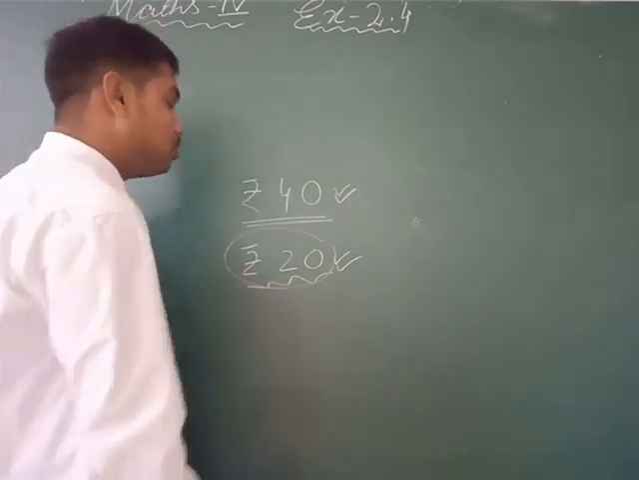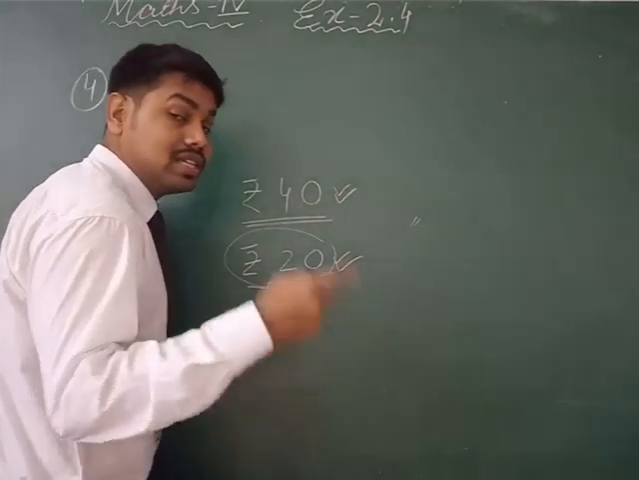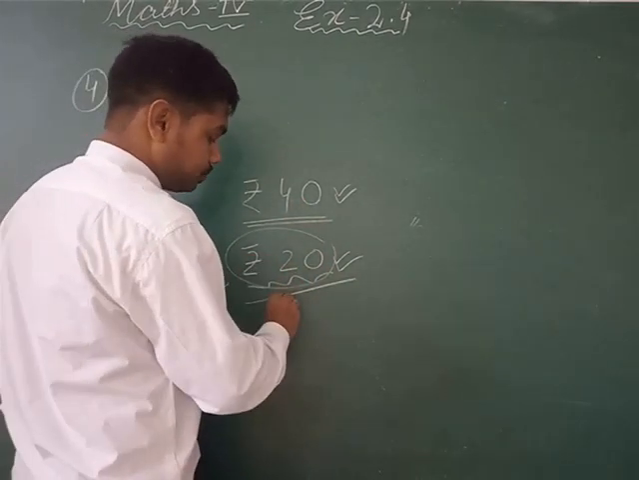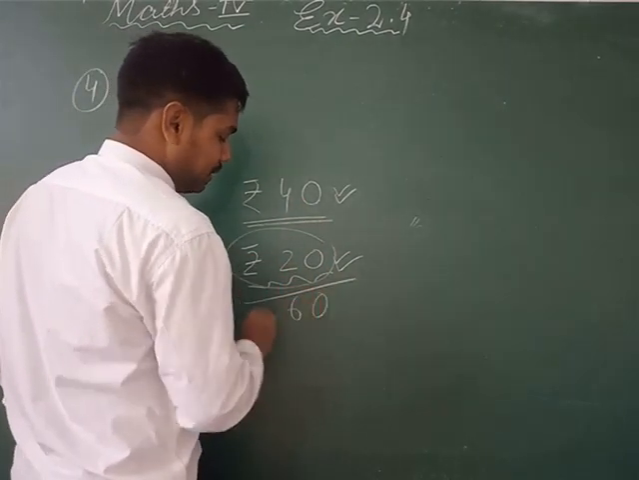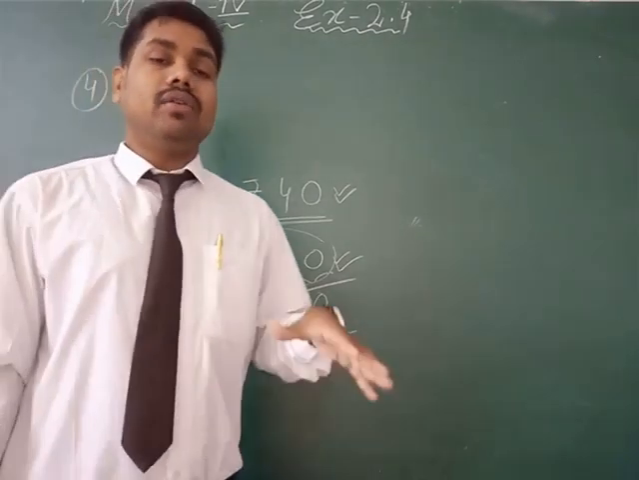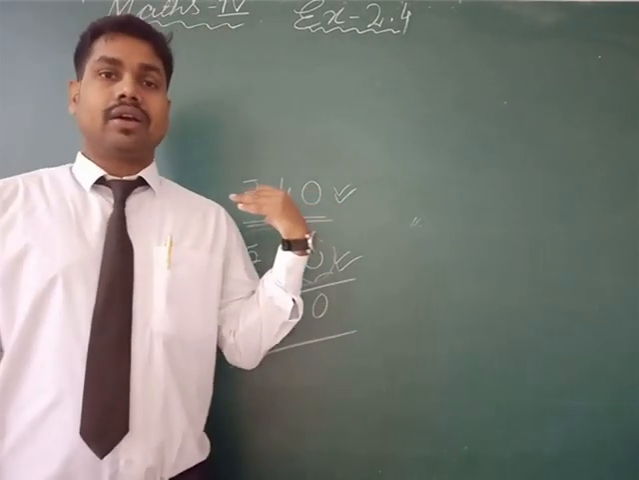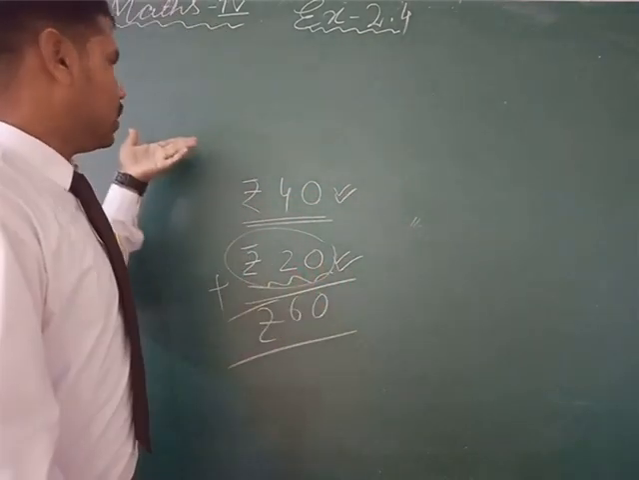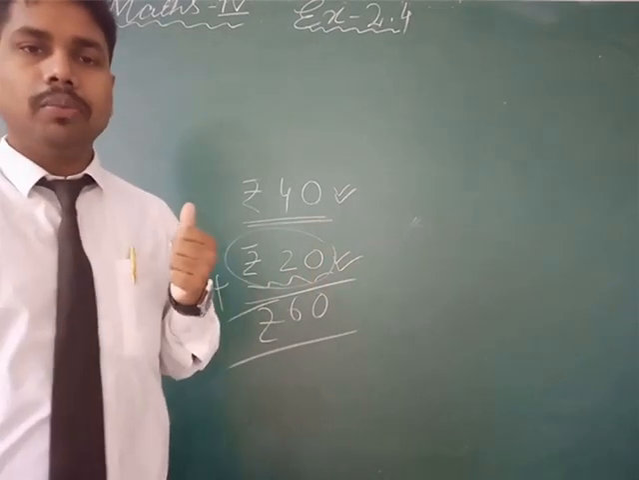So how to find out? That means selling price, what you have to do is add. So 60. That means you have sold that pen, आपने वो कलम 60 रुपए में बेचा, right? 60 rupees you have sold that pen. So now question number 4 also you have to do like this.